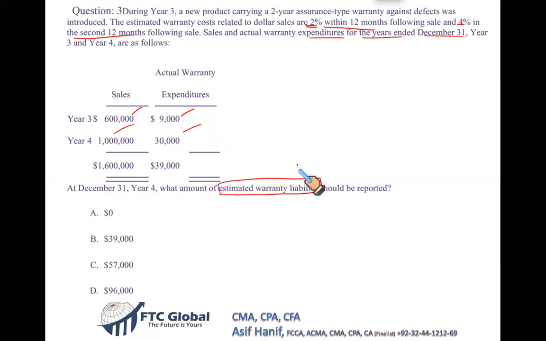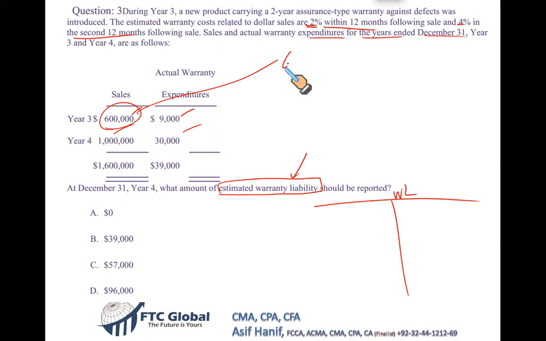Now, this question explicitly requires you to calculate the balance of warranty liability. Balance of your warranty liability. What you're going to do, open warranty liability account. First year 3 sale is $600,000, and 6% of this amount is going to be the first expense we should charge. Debit warranty expense account, and credit warranty liability account.